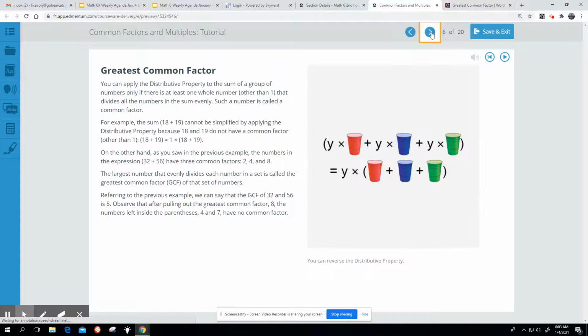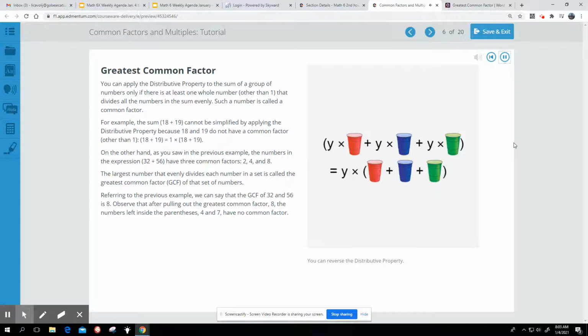Greatest common factor. You can apply the distributive property to the sum of a group of numbers only if there is at least one whole number other than 1 that divides all the numbers in the sum evenly. Such a number is called a common factor. For example, the sum 18 plus 19 cannot be simplified by applying the distributive property because 18 and 19 do not have a common factor other than 1. 18 plus 19 equals 1 times the sum of 18 plus 19.